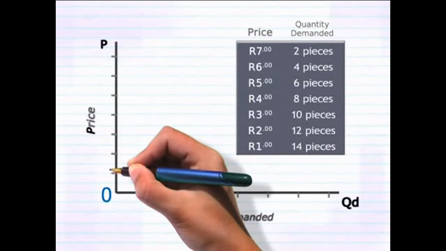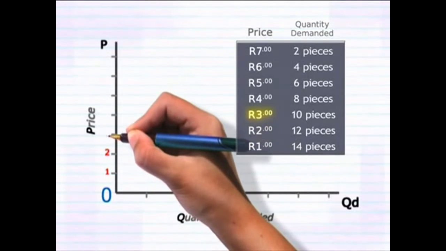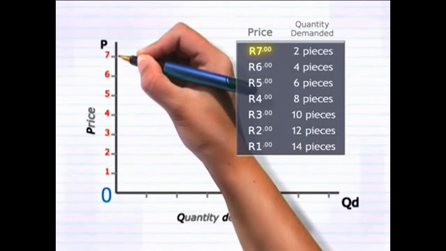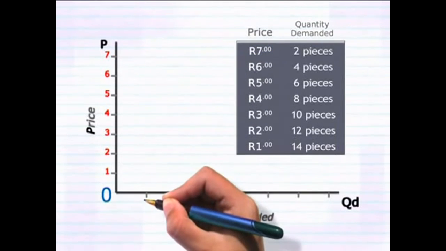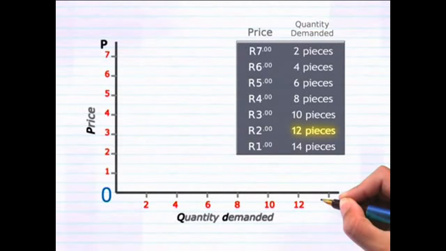Moving up from the origin, our first value is 1 rand, followed by 2 rand, 3 rand, 4 rand, 5 rand, 6 rand, and of course 7 rand. And I do the same for the quantity demanded values, which start with a quantity of 2, and 4, 6, 8, 10, 12, and 14.